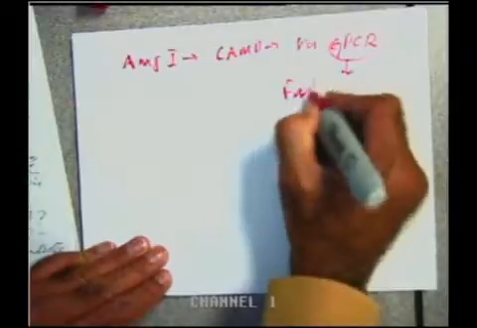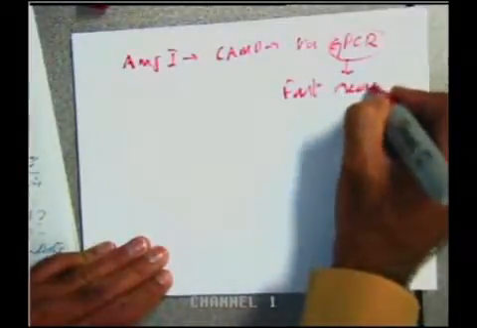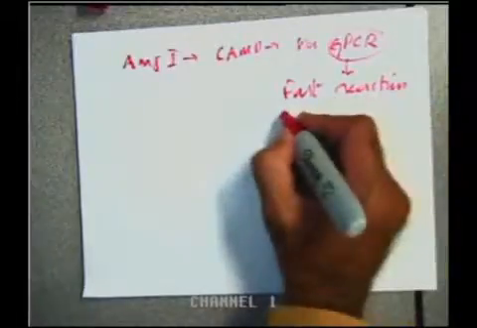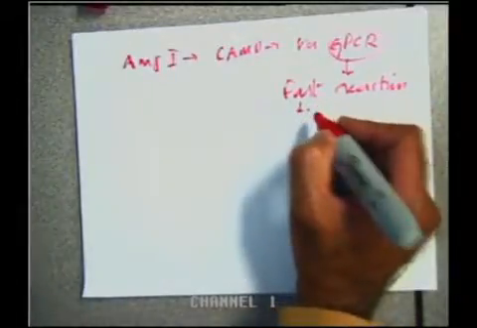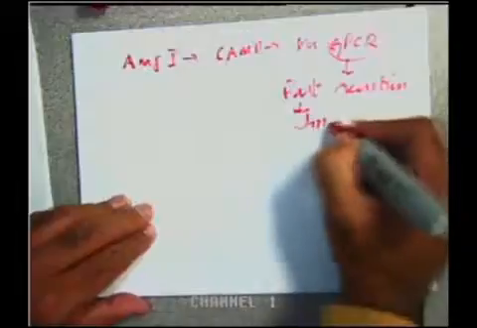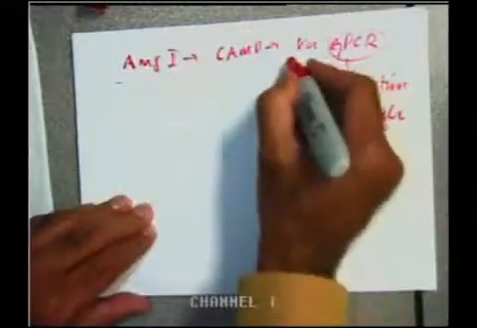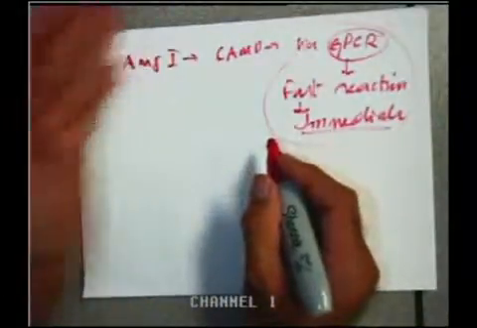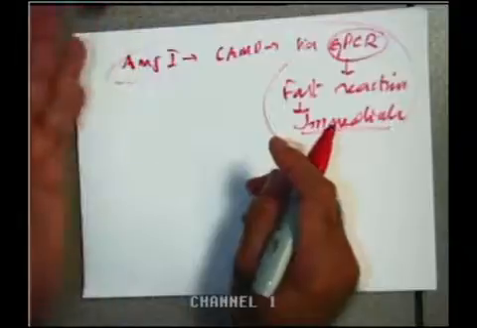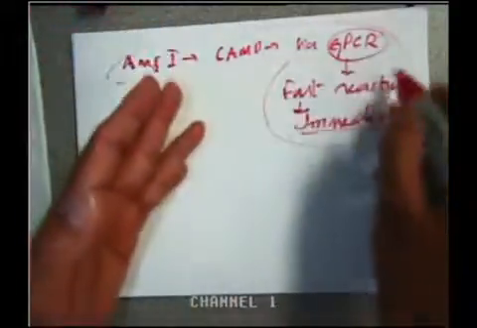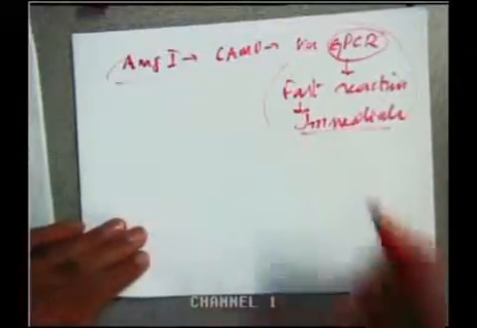And it is a fast reaction. It's a very fast reaction, and it's an immediate reaction. The conversion of angiotensinogen by renin to angiotensin 1 and 2, and cyclic AMP. This process is the fast one.